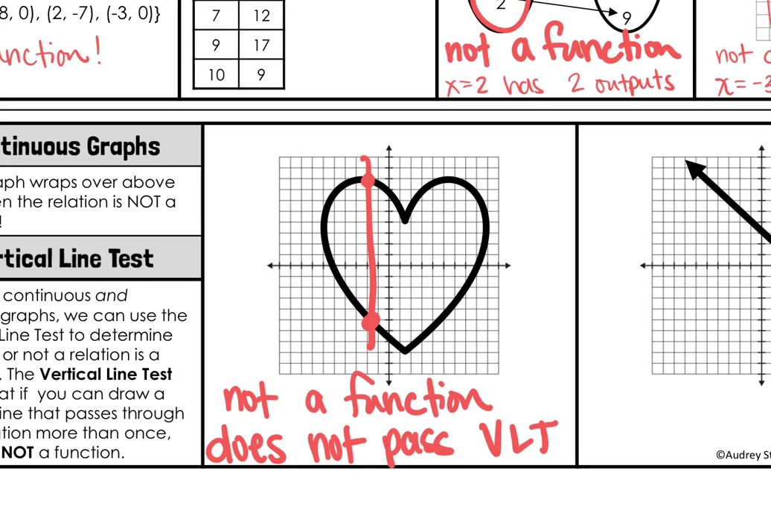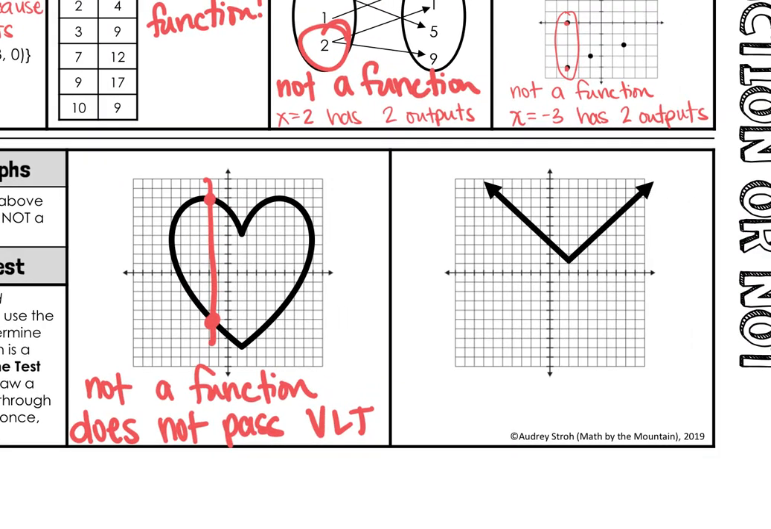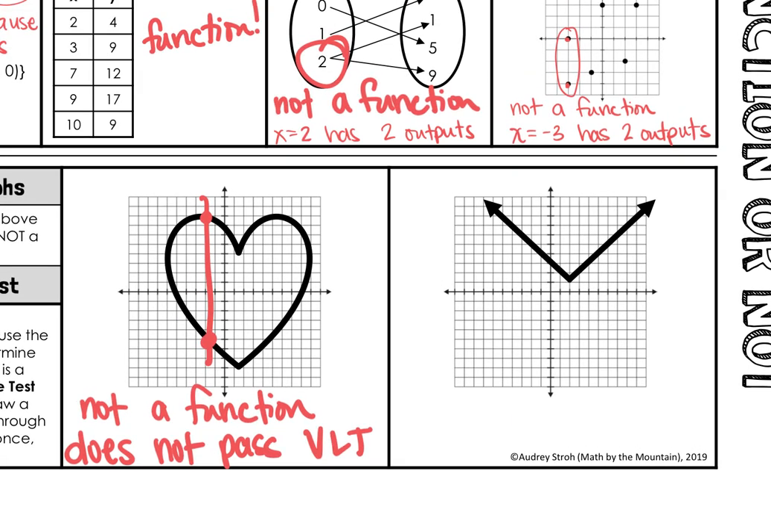The second graph that you're given here is an absolute value graph. And you'll notice that this time, if I draw a vertical line, and if I were to move that vertical line anywhere along this graph, I'm still only going to make contact with that graph in one spot. So this absolute value graph is a function. We all remember identifying function, not a function? Beautiful. Okay.